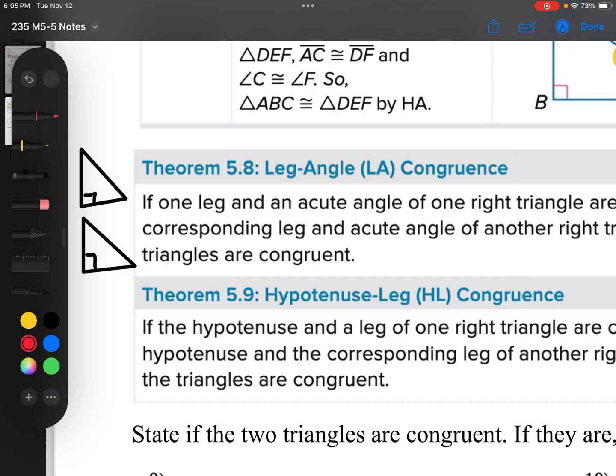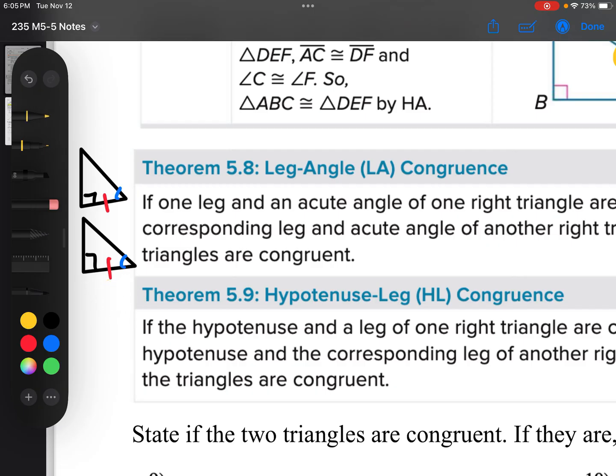So that would be a leg and then an angle. Kind of like hypotenuse angle, but it doesn't have to be the hypotenuse. It could just be a leg. Okay, and also if you think about it, this is the same thing as angle, side, angle. So keep that in mind too.